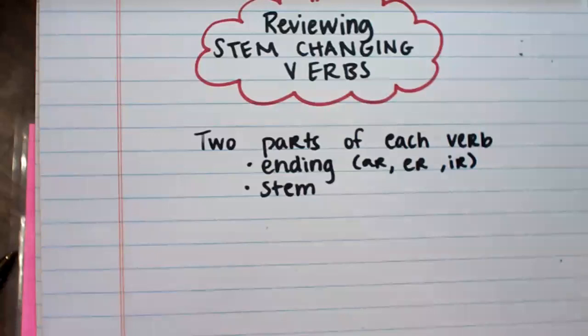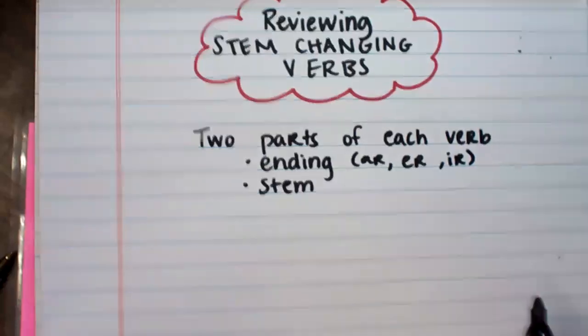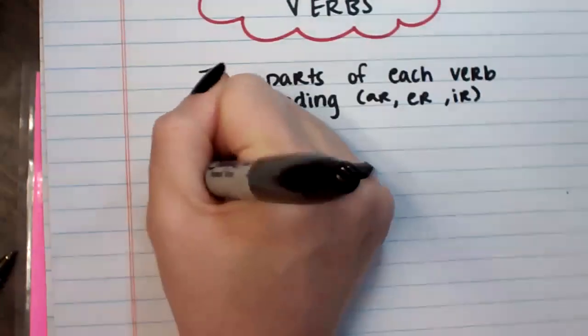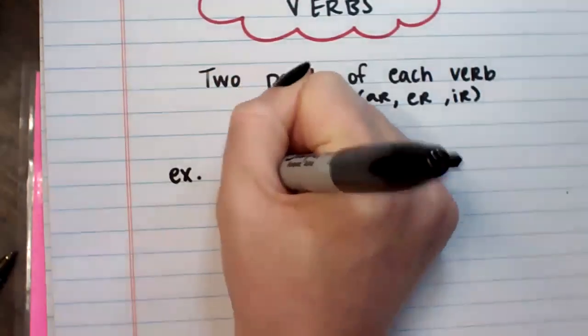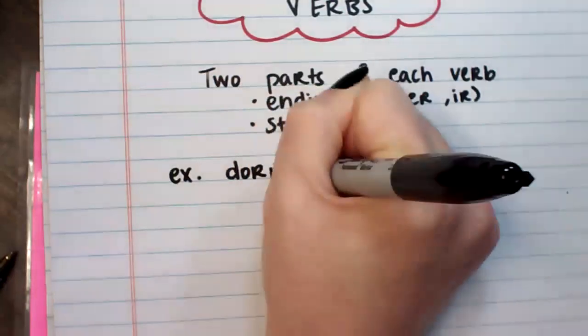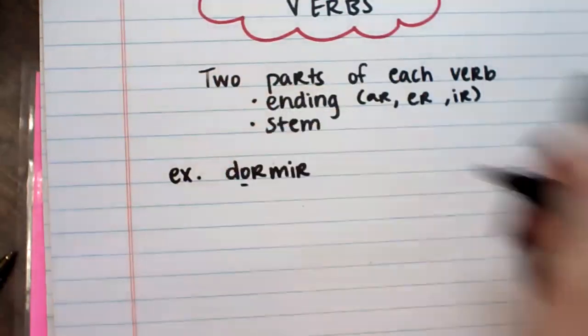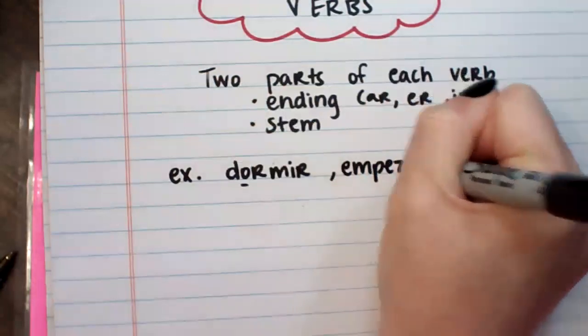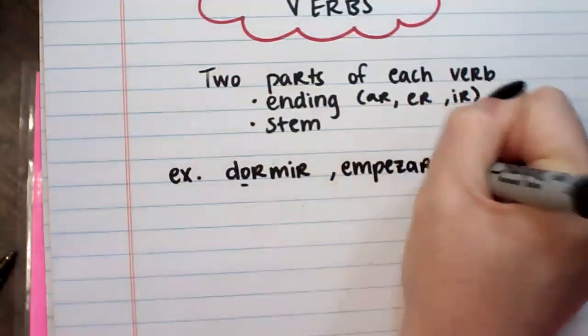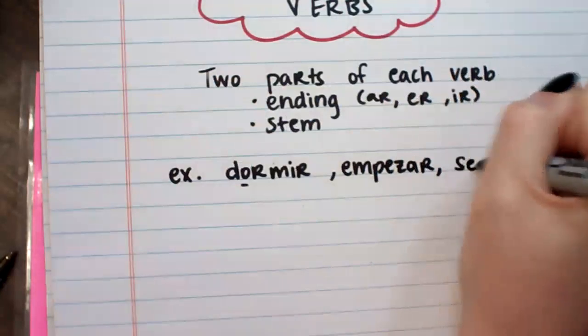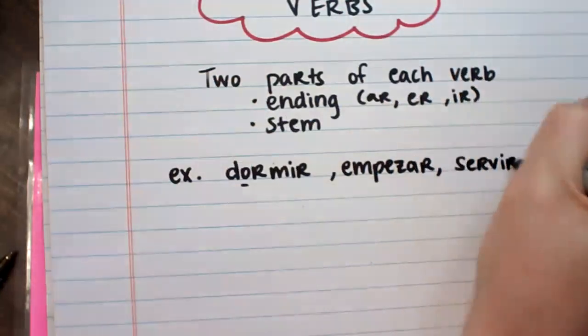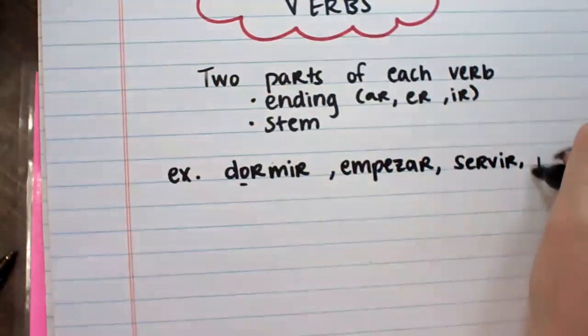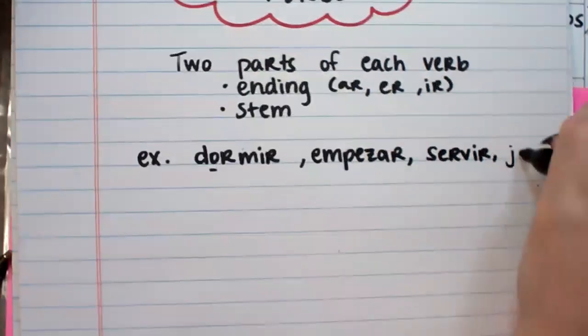So, some common stem changing verbs are verbs like dormir, which means to sleep, or empezar, which is to start, servir, which is to serve, and jugar, which is to play.